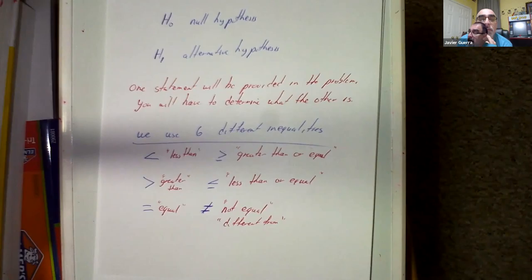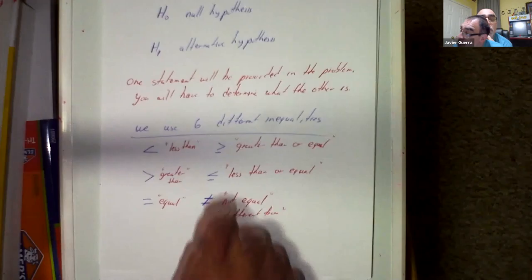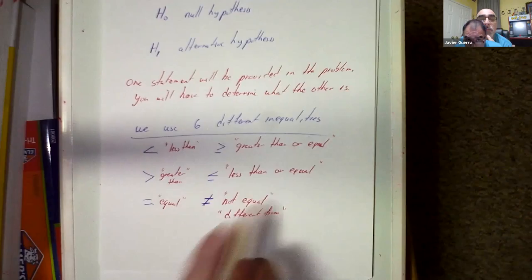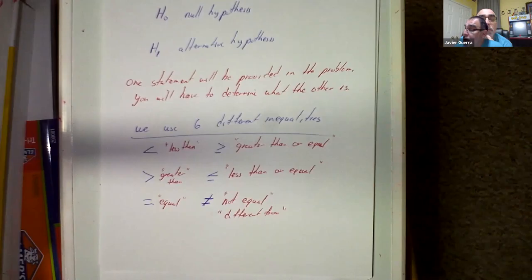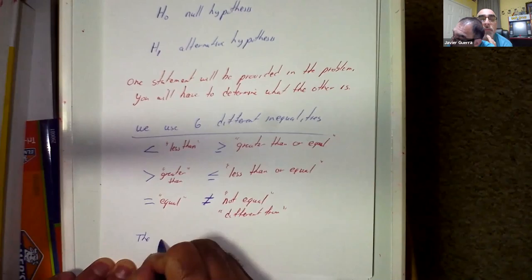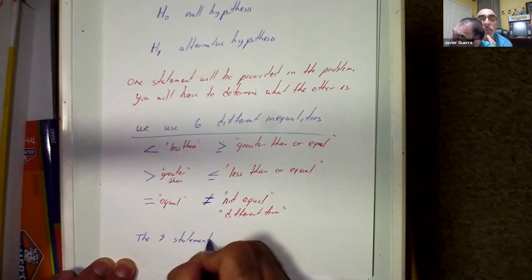Always got A's. All right, so you have these symbols. You have the terms that go along with them. Now we're going to put them together. All right? So the statements that we're going to be working with work in pairs. Right? They work in pairs. The two statements work as pairs.